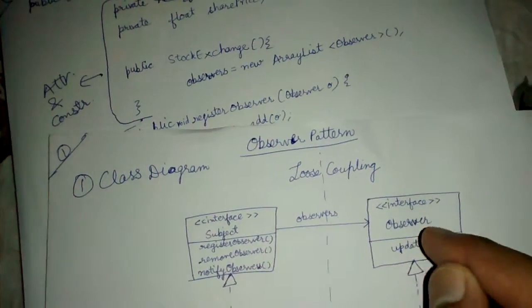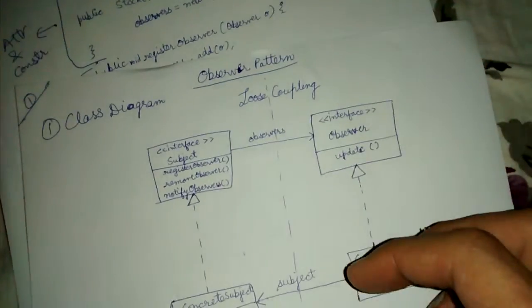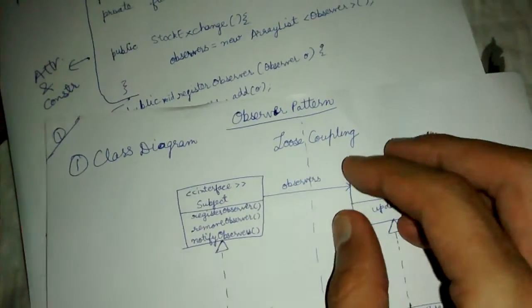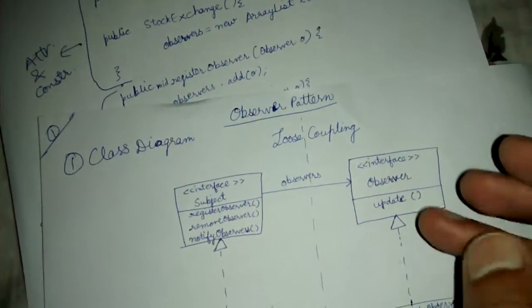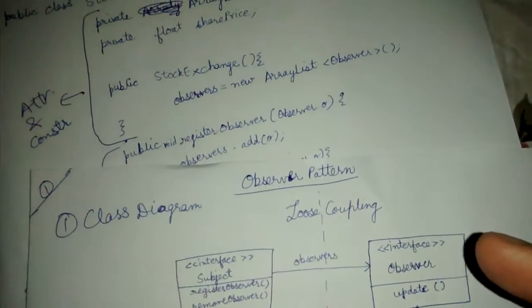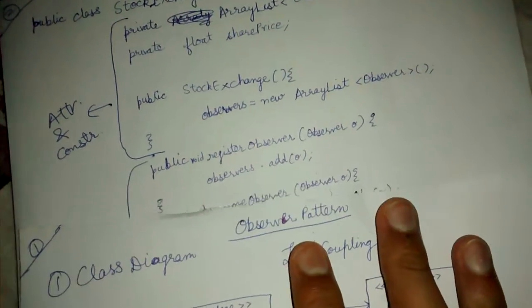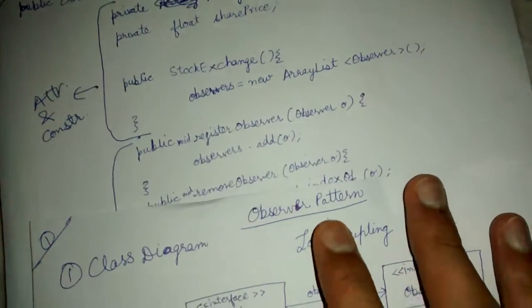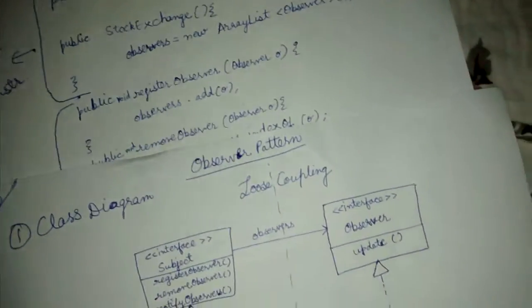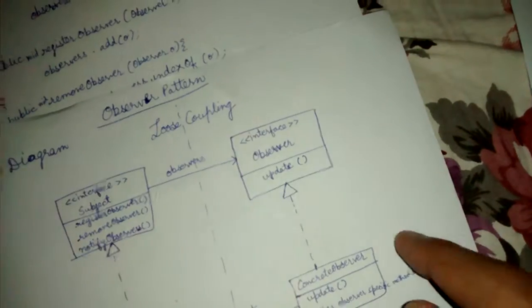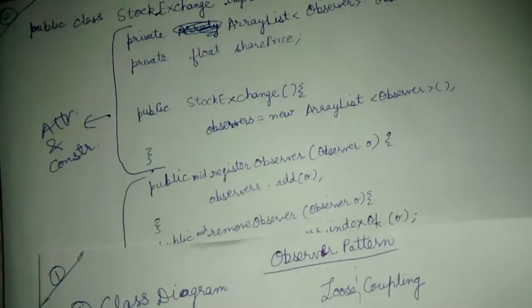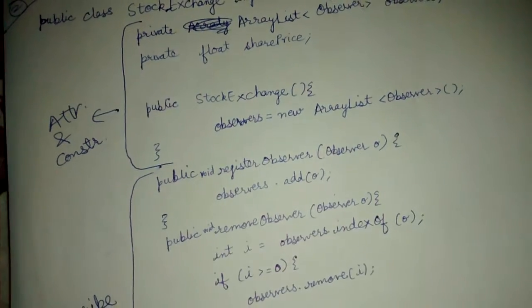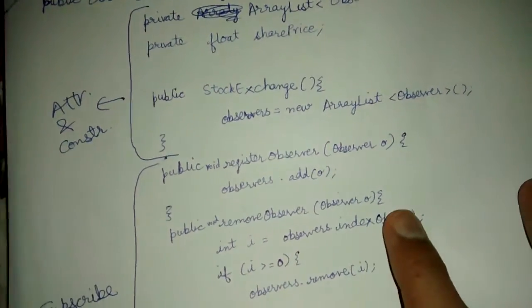So whatever is implementing my observer must have an update method. I don't care about how you implement it. Your implementation can change. Okay, so there can be another concrete observer implementing the same observer, and we can still support it. Okay, so let's look at this stock exchange now.